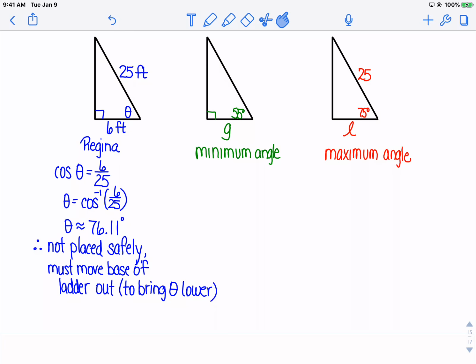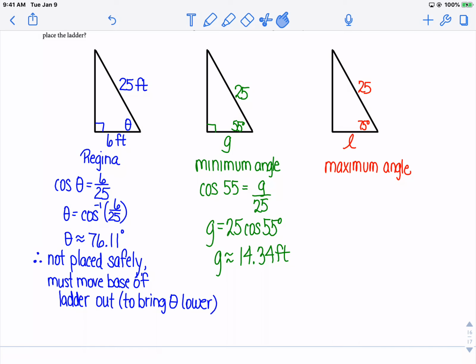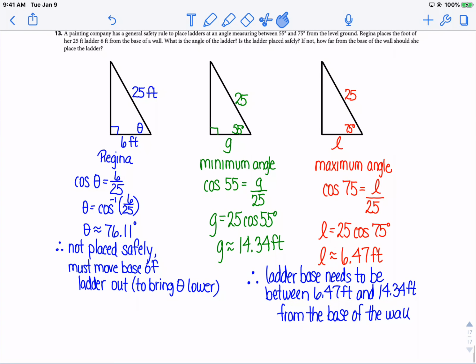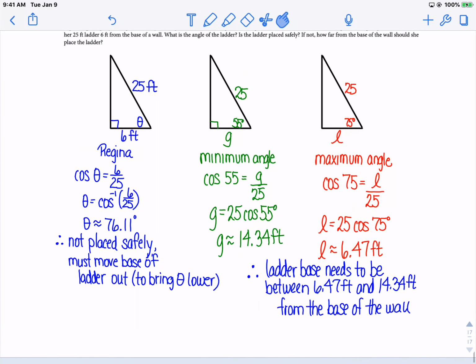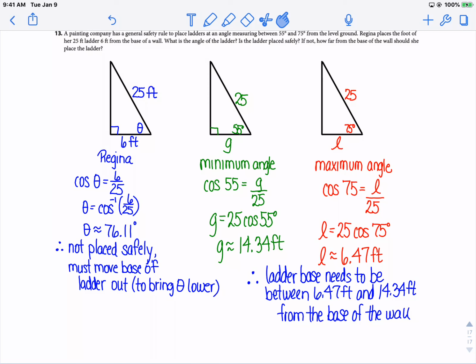So then to see what her parameters are, the minimum angle set up, again, my ladder's not going to change. It's 25 feet. I know the minimum angle is 55 degrees. And if I calculate with that, I'm going to get that the distance from the base of the ladder to the base of the building needs to be about 14.34 feet. Or if I use the maximum allowed angle, again, I'll set up a cosine expression to get that maximum angle that's allowed. Then I can make some conclusions about how far away from the wall that ladder can actually be to be within their safety parameters.